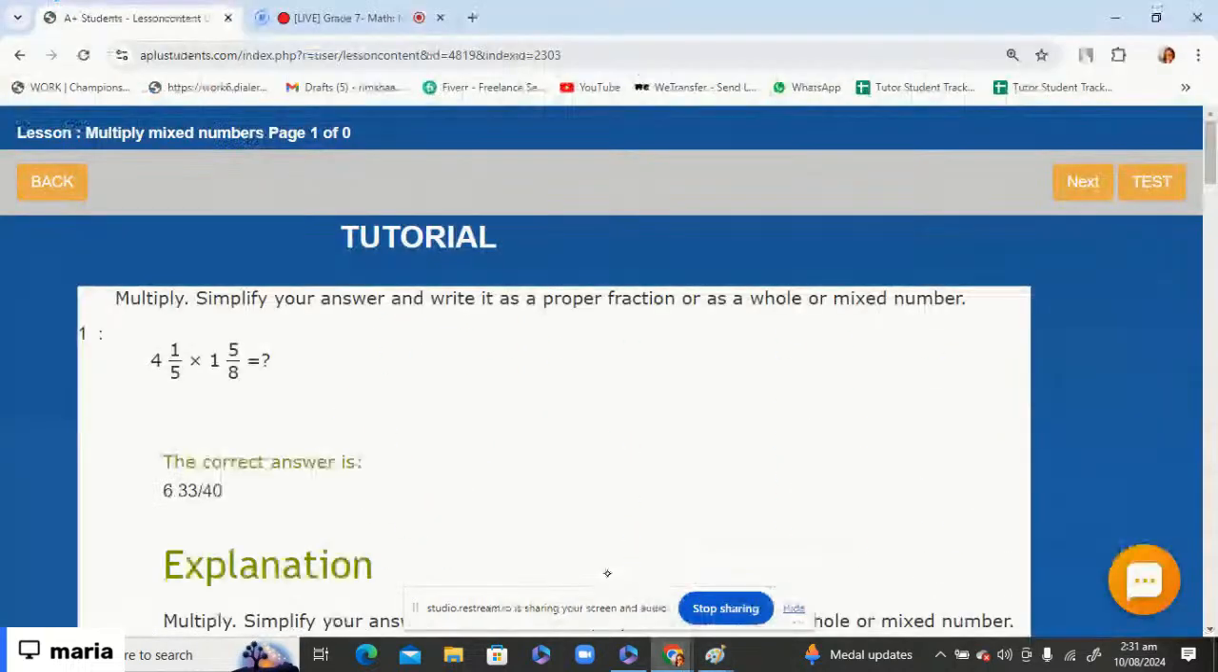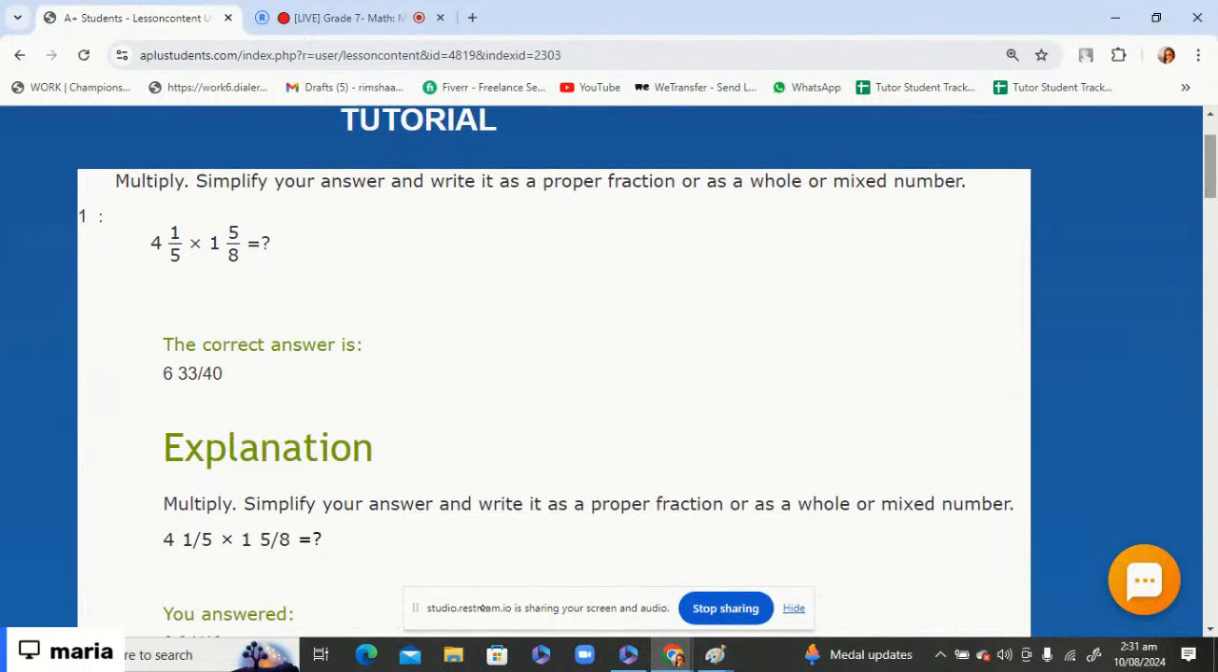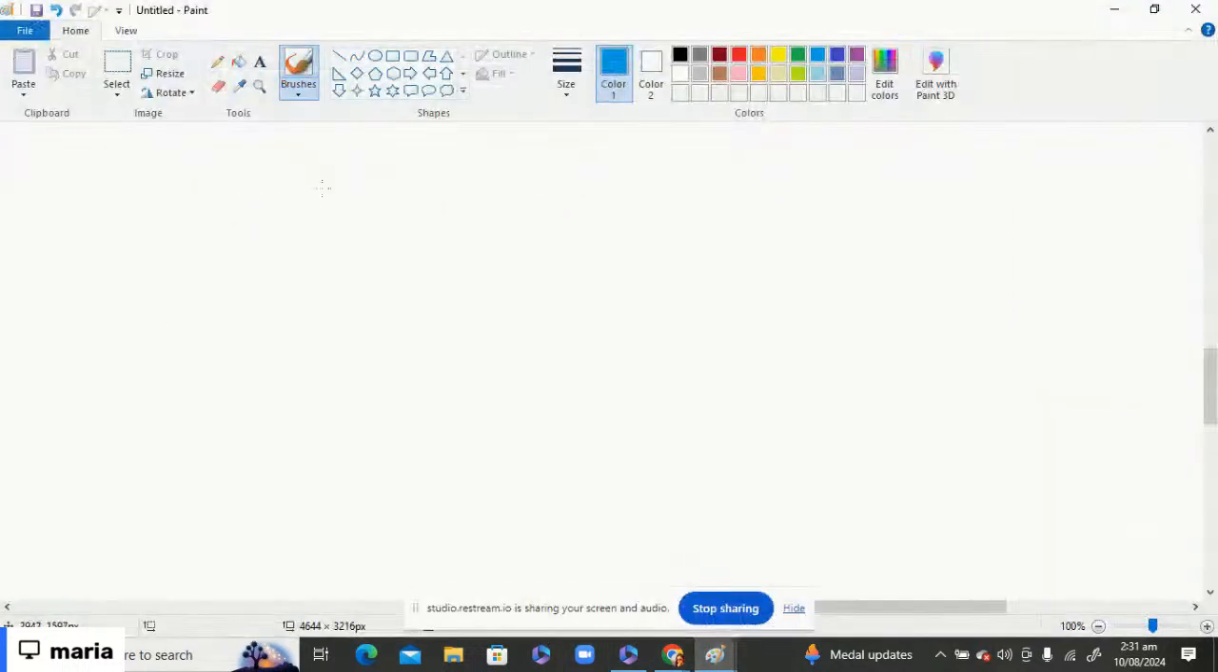These are just simply saying that multiply, simplify your answer and write it as a proper fraction or as a whole or mixed numbers. Okay? 4 into 1 by 5, 5 into 1 by 8. Let's solve it. So how can we solve?